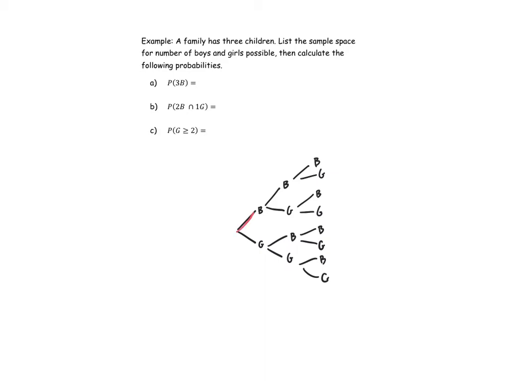Let's say one option is boy, boy, boy. The next option on that same branch is boy, boy, girl, and so on and so forth. Our next stem would be boy, girl, boy. Boy, girl, girl. Girl, boy, boy. Girl, boy, girl. Girl, girl, boy. And girl, girl, girl.